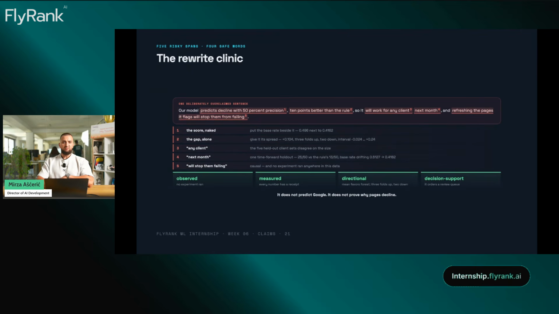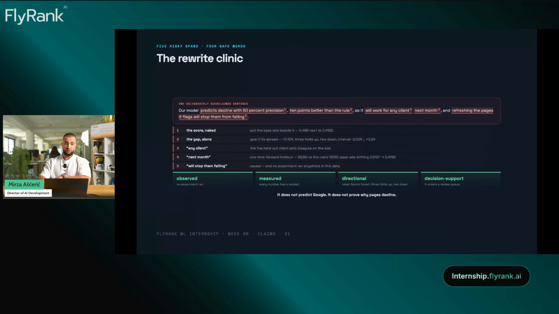So this is about fixing a sentence that made a big claim about our week 5 work. Our old sentence was like: our model is right 50% of the time, which is better than the old rule, so it will help any customer next month, and fixing pages it points to will stop them from getting worse. But there is a problem with this sentence.